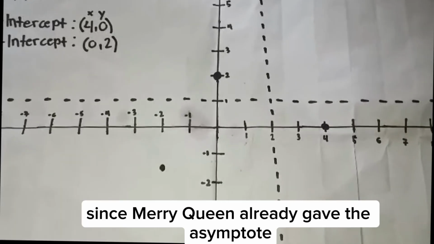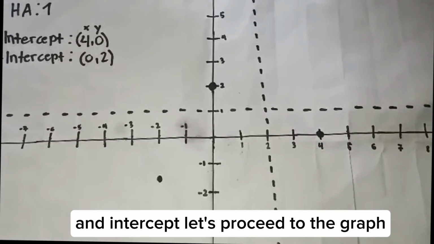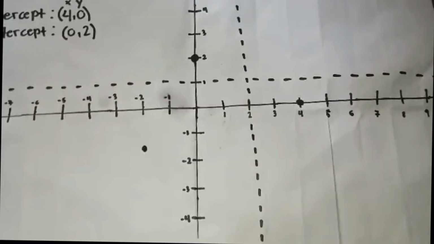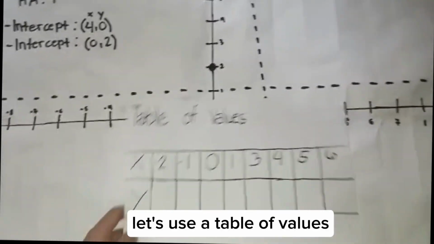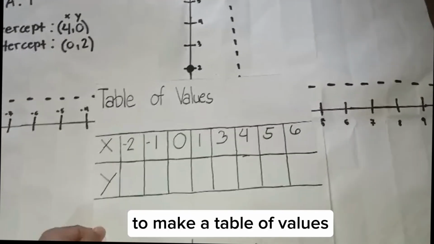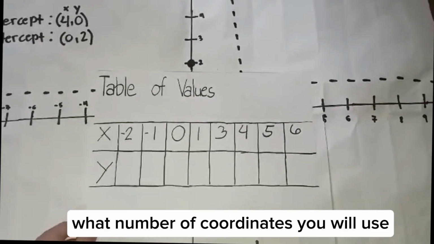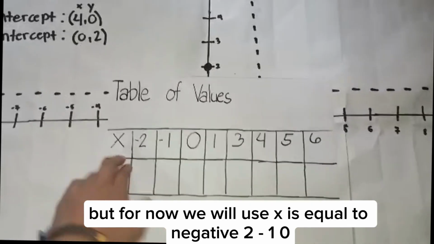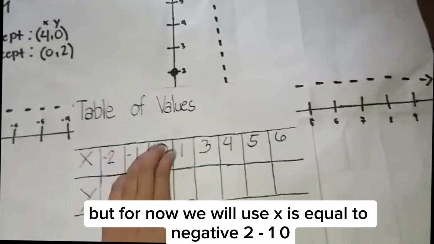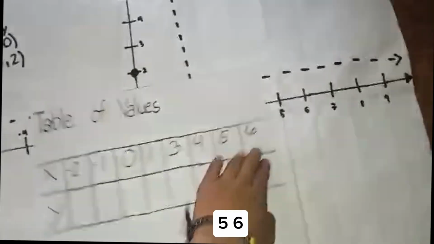Since Mary Queen already gave the asymptotes and intercepts, let's proceed to the graph. To find the other coordinates, let's use a table of values. To make a table of values, it depends on you what number of coordinates you will use. But for now, we will use x equal to negative 2, negative 1, 0, 1, 3, 4, 5, 6.